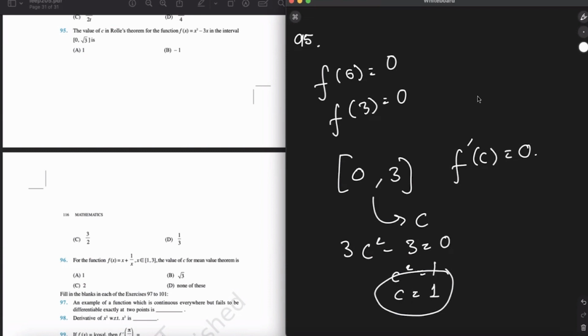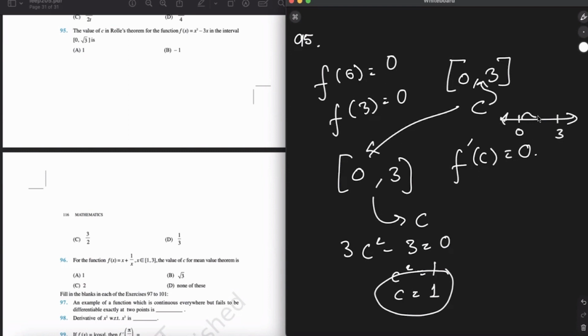Because the option has been given to us over here, it is minus 1. See, the domain that you have been given here is 0 to 3. So this value c will come between these. Suppose this is 0, this is 3. So somewhere here, this value will come. So it can only be plus 1. It cannot be minus 1.